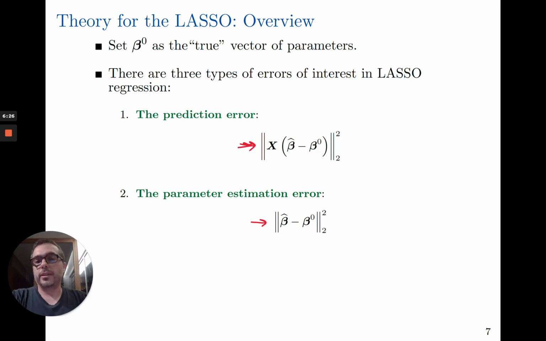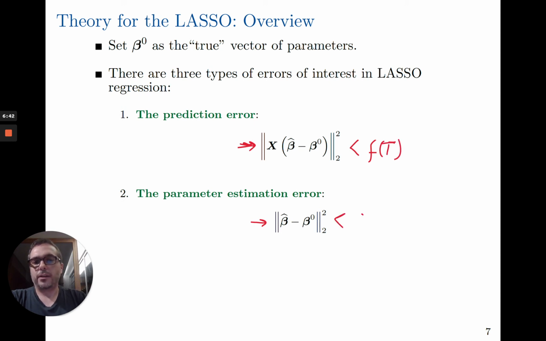And we are going to see that basically what we want to do is put some bounds. We want to show that this is smaller than something that will depend on the sample size and other things.